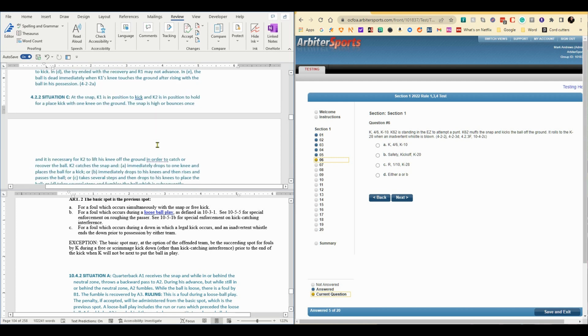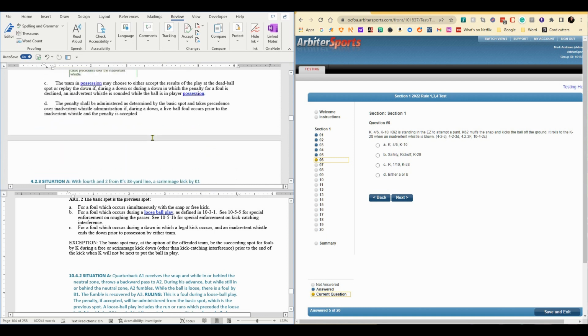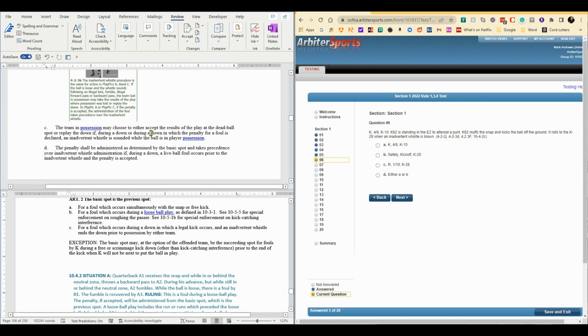4-2-3-d tells us the penalty should be administered as determined by the basic spot and takes precedence over an inadvertent whistle administration if during a down a live ball foul occurs prior to the inadvertent whistle and the penalty is accepted. So that's basically what I was just talking about.